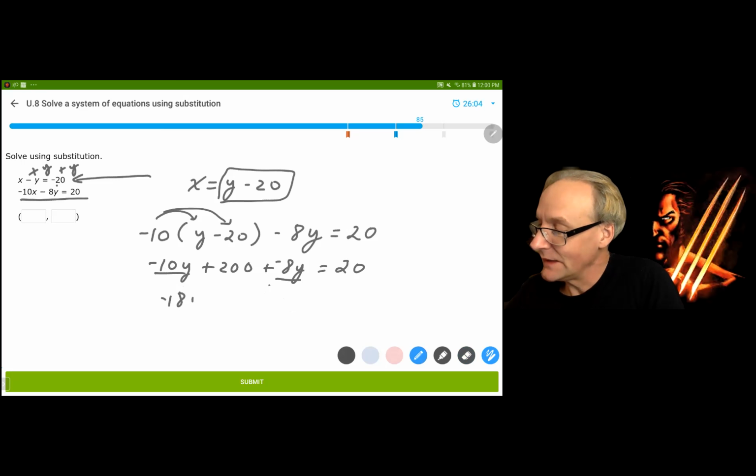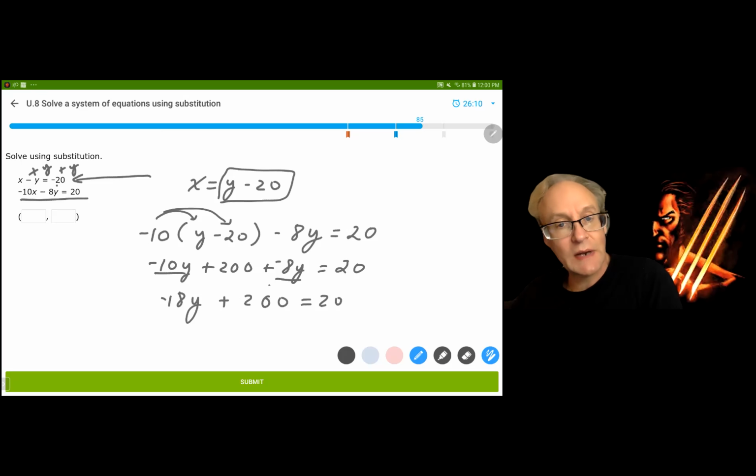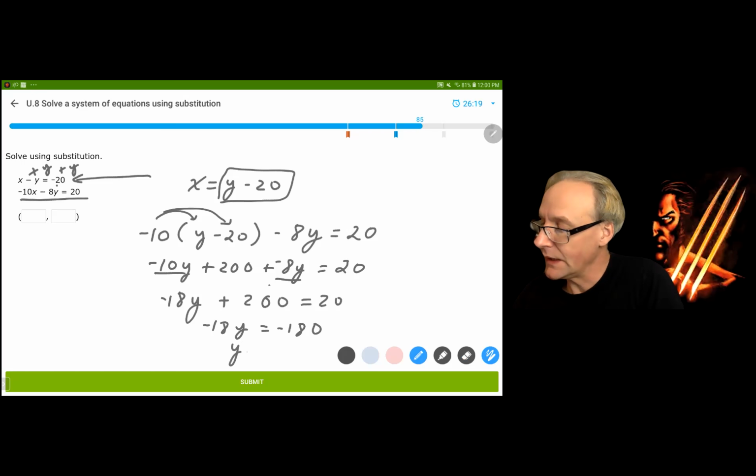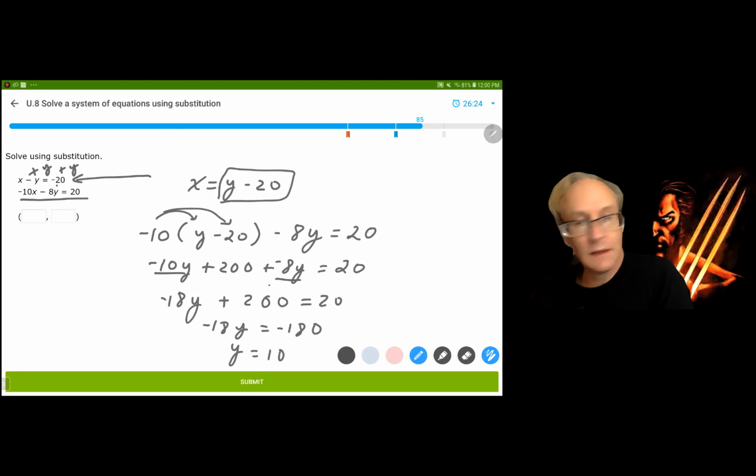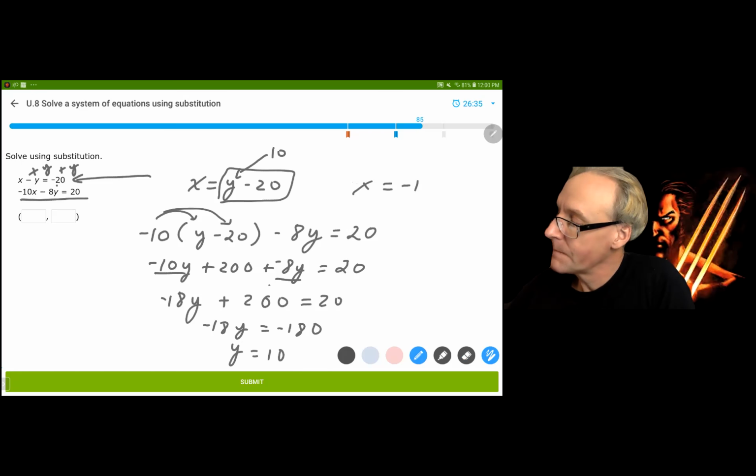Negative 18y, dating myself, plus 200 is equal to 20. Subtracting the 200 from both sides gives me negative 18y equals negative 180. And dividing by negative 18 gives me y equal to 10. Isn't that pretty? Now I'm almost done. I can now substitute the 10 right there, can't I? And that gives me x equals negative 10. So my solution is going to be negative 10, 10.